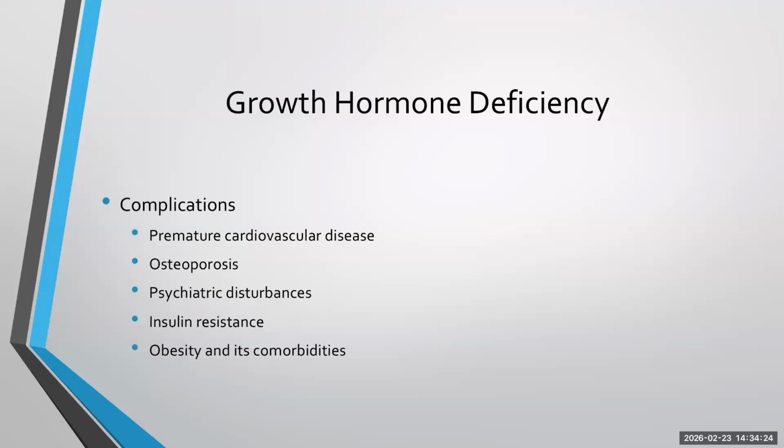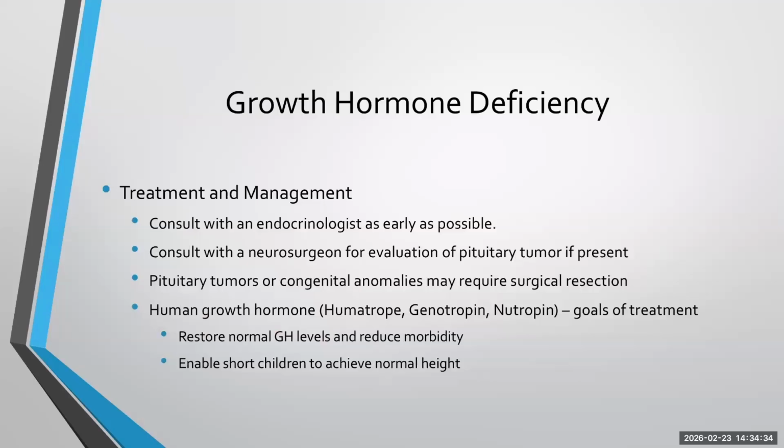Complications with growth hormone deficiency: premature cardiovascular disease, osteoporosis, psych issues, insulin resistance, and the obesity that comes along with it as well. Treatment, go to Endo, always going to be there. Consult a neurosurgeon if a pituitary tumor is present and that's causing the growth hormone deficiency.